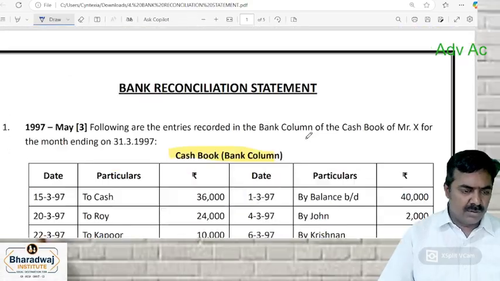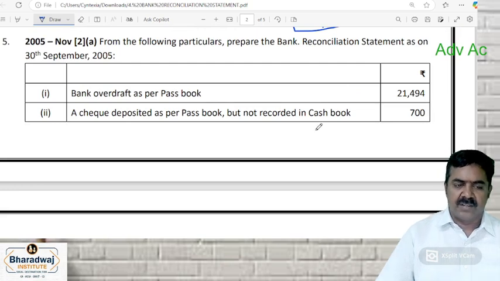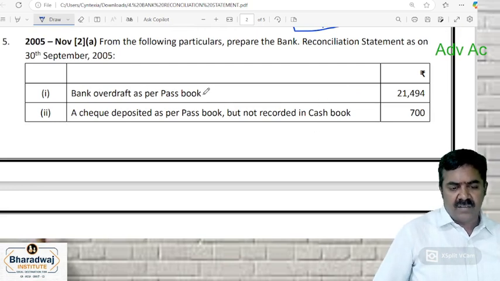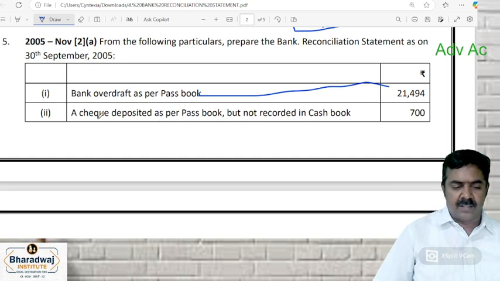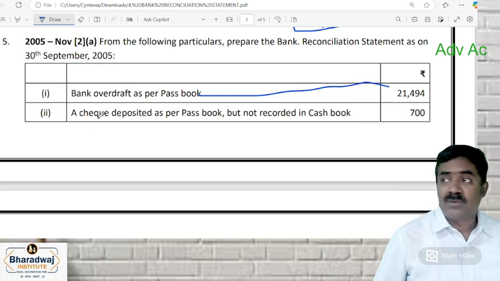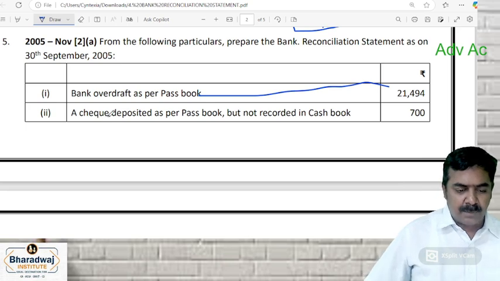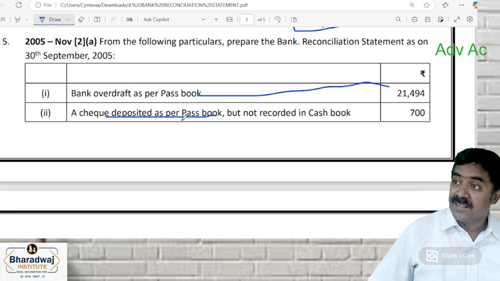Question number 1 done, 2 done, 3 done, 4 done. Go to question number 5. We are given OD as per passbook. Let me tell you the first adjustment alone. Who are we now? Banker. Adjust like the customer. Checks deposited as per passbook.